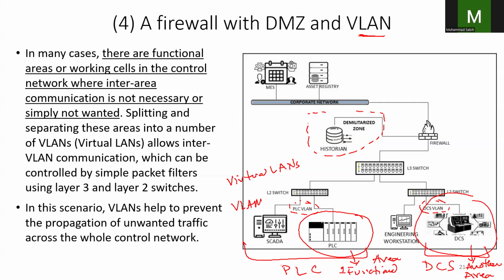Each VLAN can represent a functional area, and their communication can be filtered using layer 2. So we have a layer 2 switch, a layer 3 switch, and a layer 2 switch, and the DMZ is still used here for the shared resources, and the firewall controls the traffic between the corporate network and the DMZs.